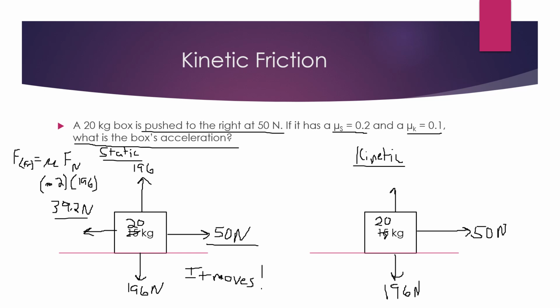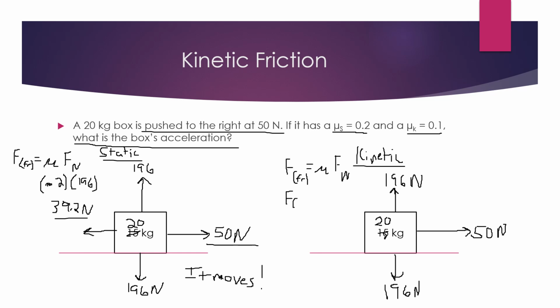Normal force is still 196. But the only difference is that instead of the coefficient of static friction, we're now going to use the coefficient of kinetic friction. Once it moves, you're going to use the coefficient of kinetic friction in the equation. So let's see how this works out.